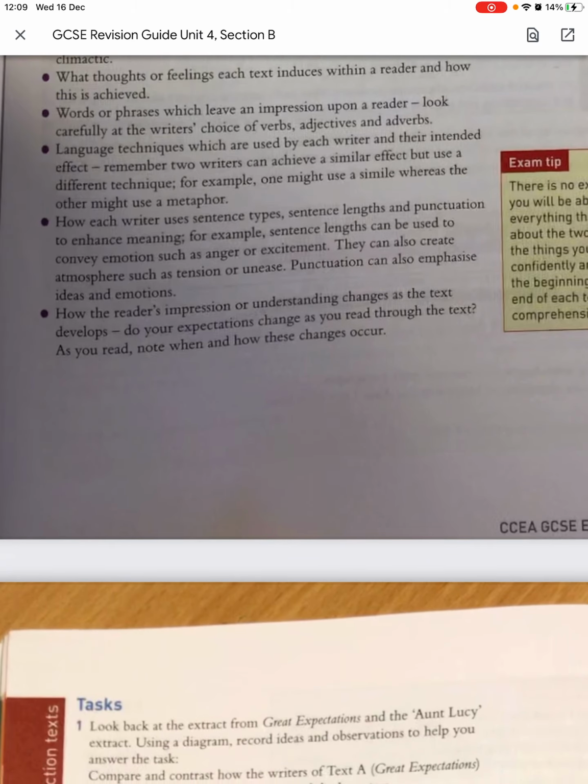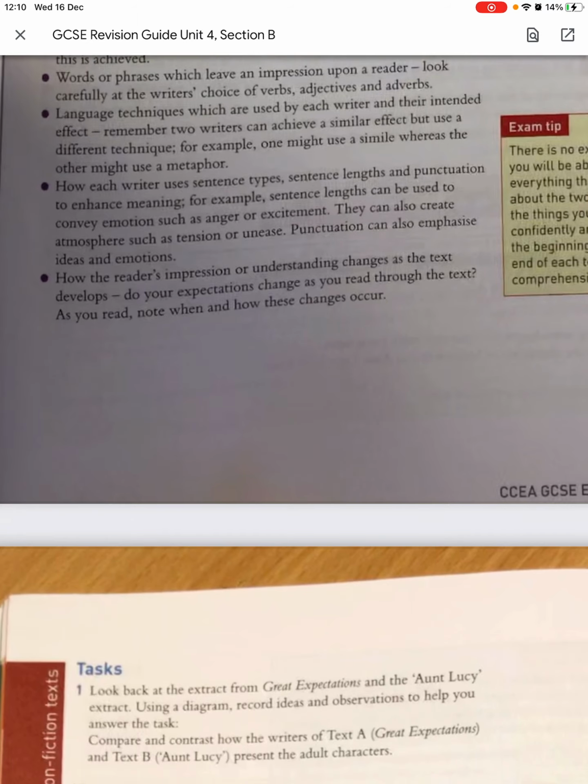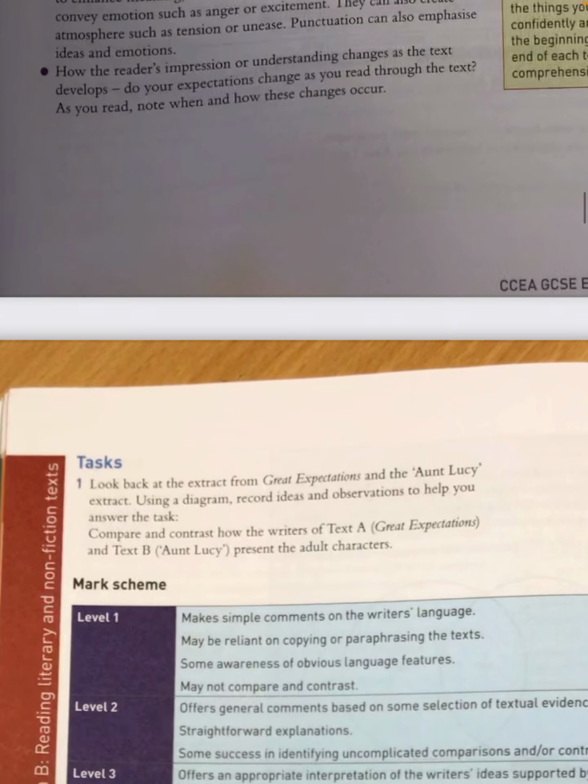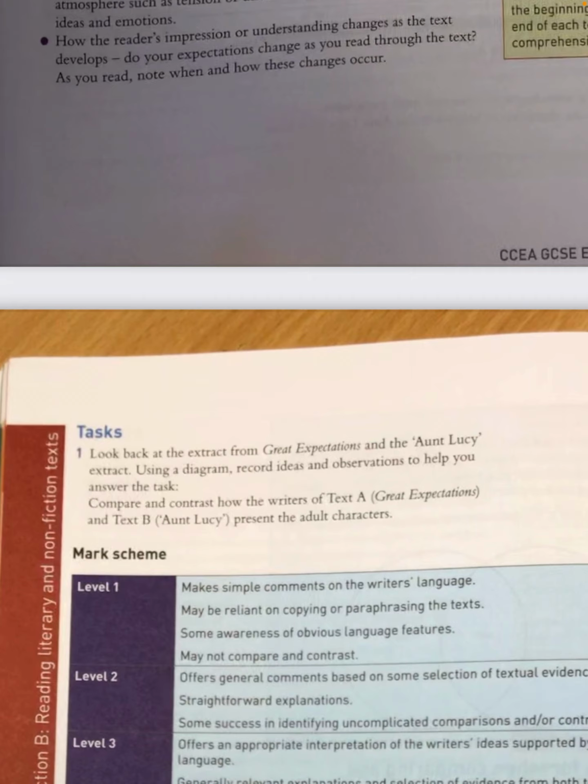What thoughts or feelings does each text induce or create within a reader, and how is that achieved? What words or phrases leave an impression? What language techniques have been used? I'm skipping down the bullet points. What sentence types, sentence lengths, and punctuation are used to enhance meaning? And how does the reader's impression or understanding change as you go on through the story?